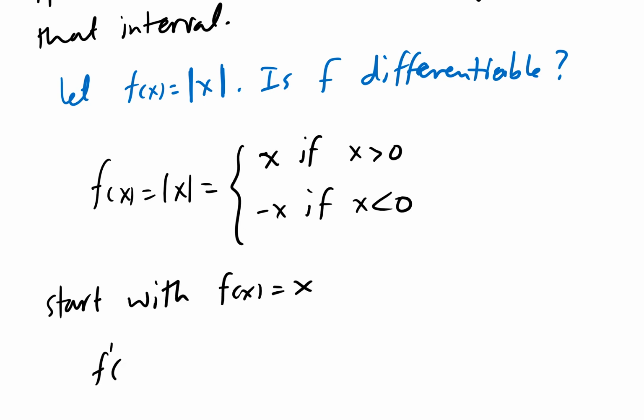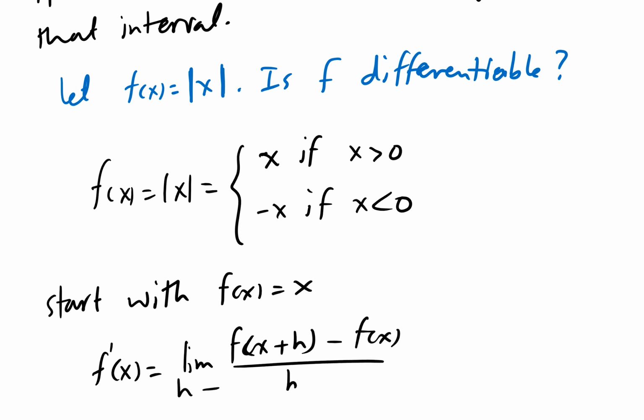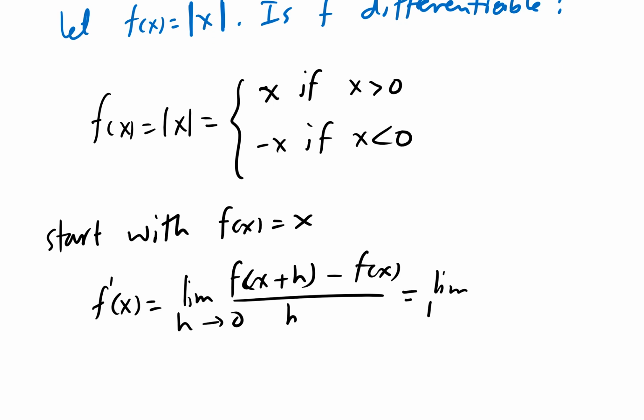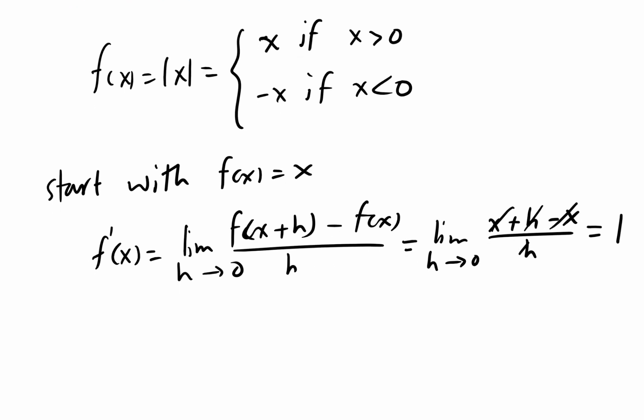And what are we going to do to check if the derivative exists? Let's find the derivative of this function first, using the definition of the derivative. This equals the limit as h goes to 0 of f of x plus h, which is x plus h, minus x, over h. These cancel, you got 1. Yay. How about the other one, the negative x?